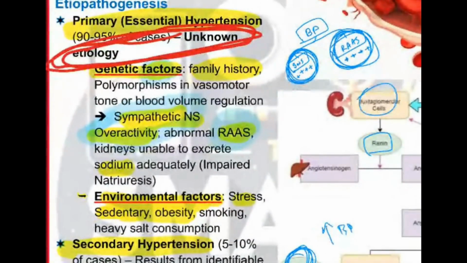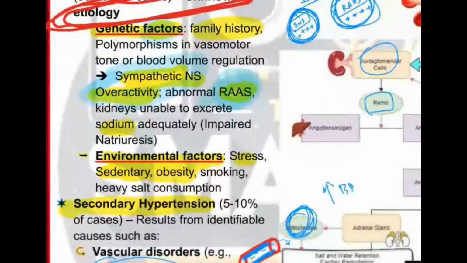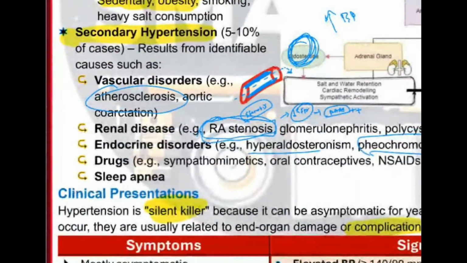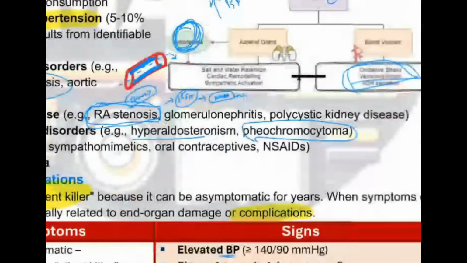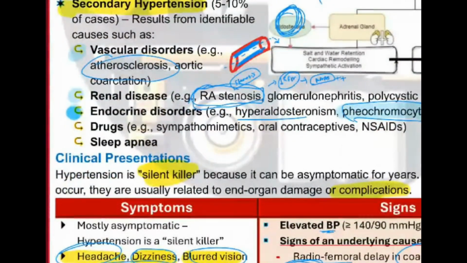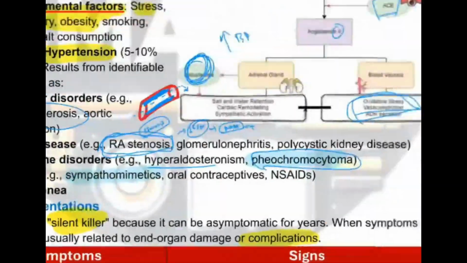RAS should be activated only when there is less blood flow to the kidney. But even if there is normal blood flow to the kidney, if RAS is getting activated, those individuals we say have primary hypertension. Primary hypertension means we don't know the etiology, but we are guessing. Secondary hypertension: due to some disease, hypertension develops. Disease could be of blood vessels, renal, or endocrine, like pheochromocytoma. Typical example, pheochromocytoma. Or some drugs like sympathomimetic drugs. I told you, if the sympathetic nervous system is stimulated, BP will increase.